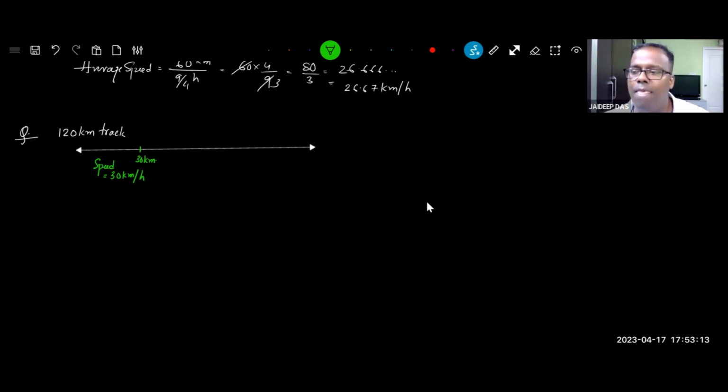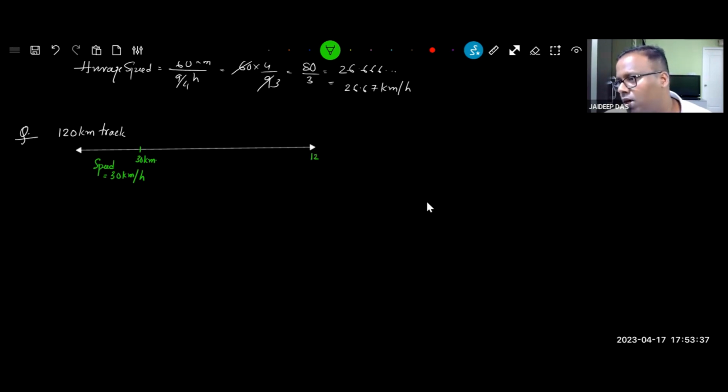Please understand. I said that it is a 120 kilometer long track. So why did I mark 30 here? Because 30 is exactly 1/4. All this should open up in your mind from now. 30 is exactly 1/4. It travels the first 30 kilometers with a uniform speed of 30 kilometers per hour. Okay. Now they ask you, what is the balance stretch remaining?